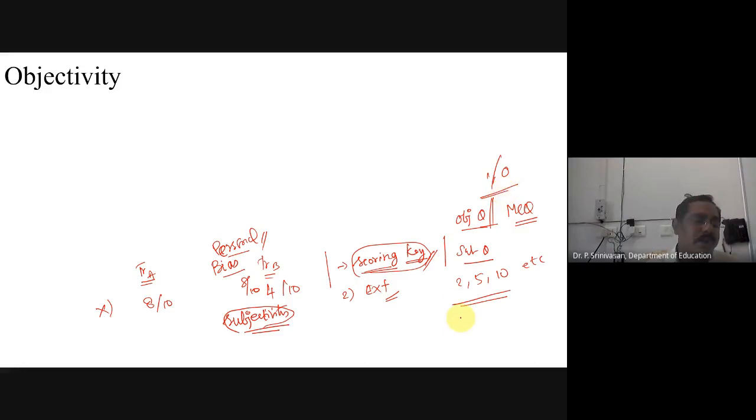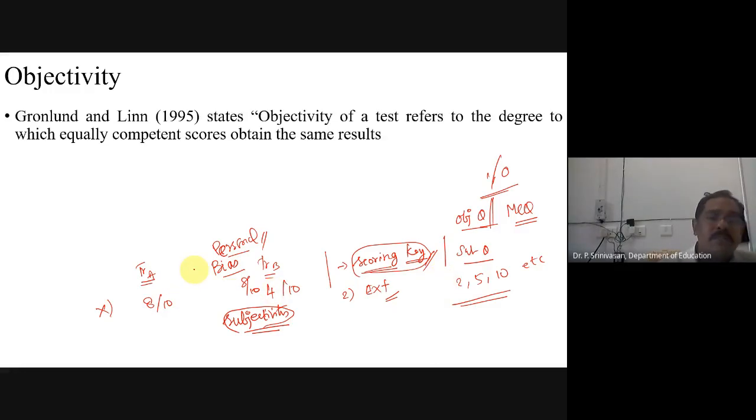Okay, objective questions are those 1 mark questions, like fill in the blanks, match the following, multiple choice questions, etc. Subjective questions are those which are 2 mark, 5 and 10 mark questions. Generally, even 3 or 4, whatever you can add to it. So based on this, the objective question and subjective question have come. Now we will go for the definition. See, Gronlund and Linn say objectivity of a test refers to the degree to which equally competent scorers obtain the same results.